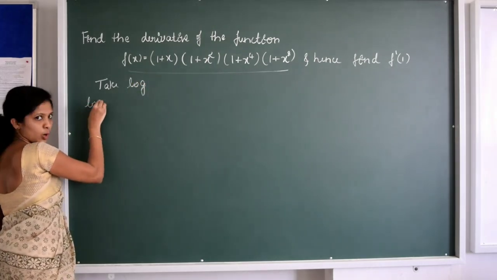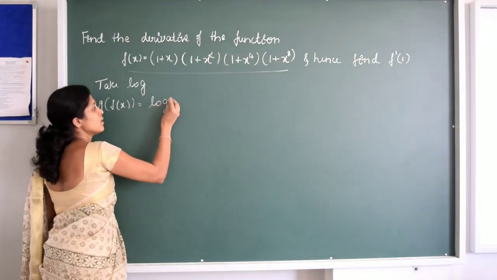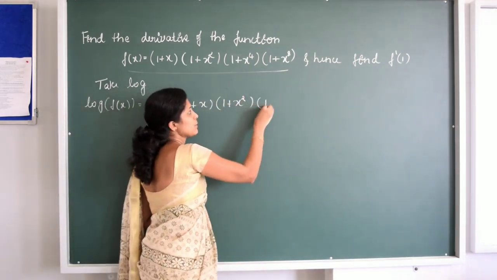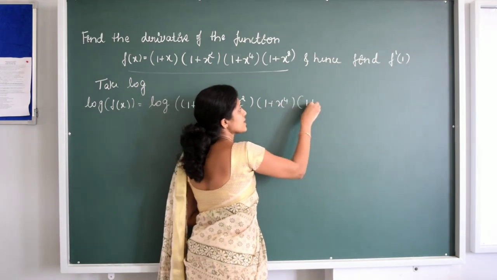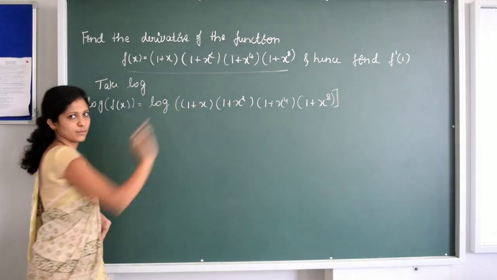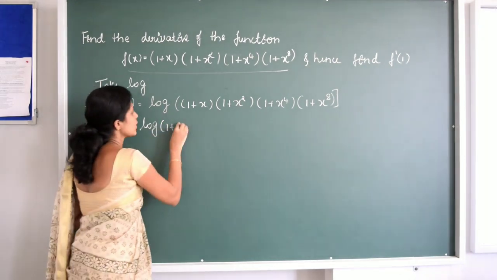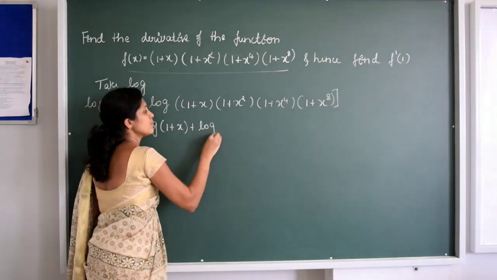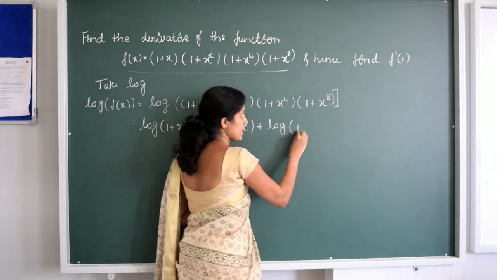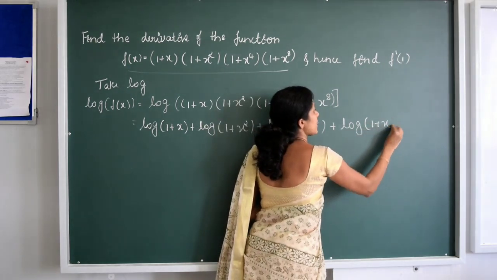So this is now log of f of x is equal to log of 1 plus x into 1 plus x square into 1 plus x to the power 4 into 1 plus x to the power 8. Clear? Now it is of the form log of p q r s. So this one we can write as, product can be written as a sum: log of 1 plus x plus log of 1 plus x square plus log of 1 plus x to the power 4 plus log of 1 plus x to the power 8.